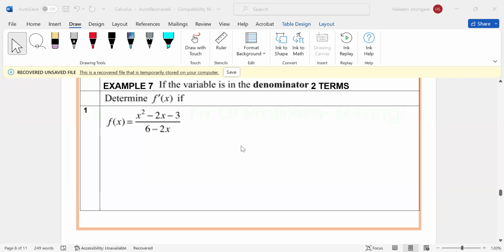Example number 6, we are dealing with the variable that you're differentiating with. On the denominator, you have 1 term.